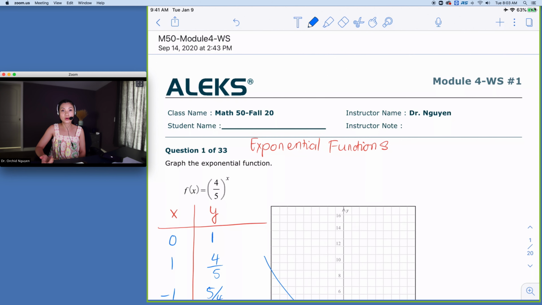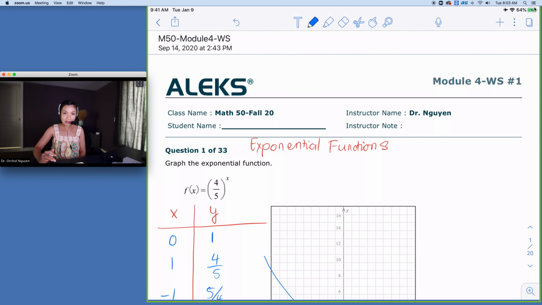For this module, we're going to learn about the exponential function and log functions as well. You will see that those two functions are closely related. The first problem I want to do is we need to know how to graph the exponential function. So it's important to know the graph, and it's also important to know the domain and the range as well.